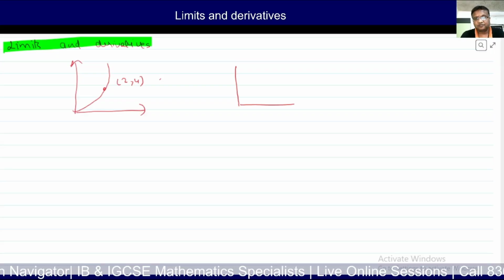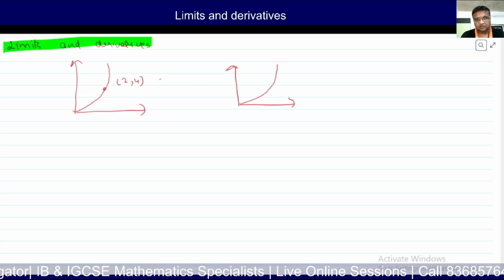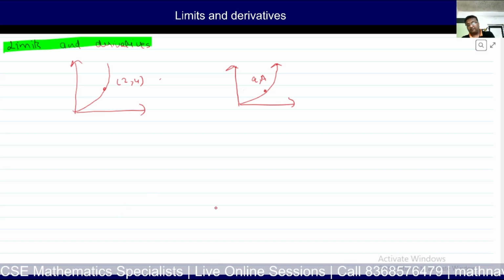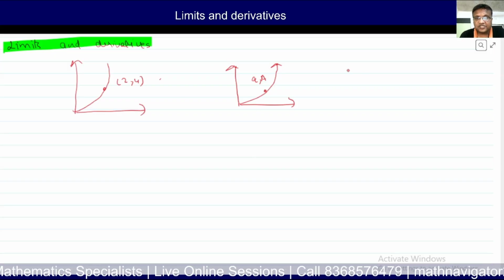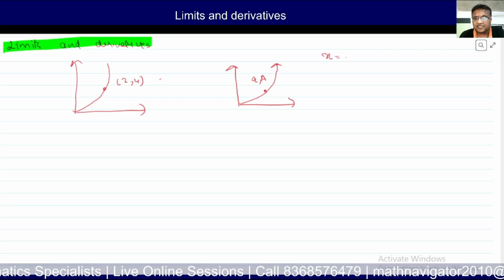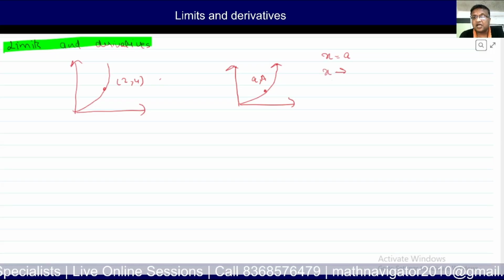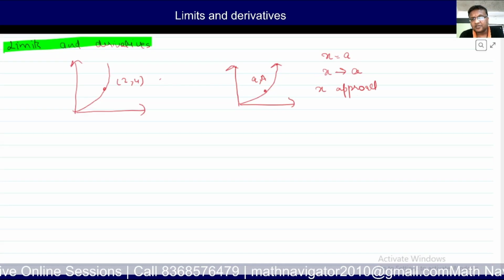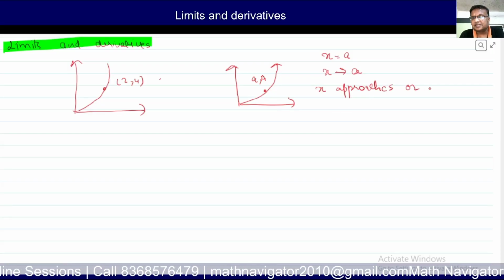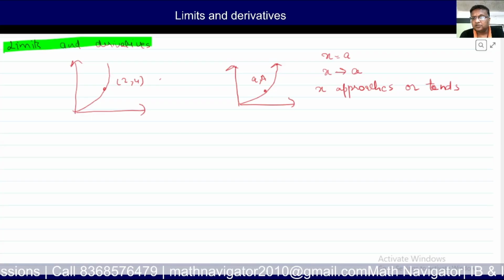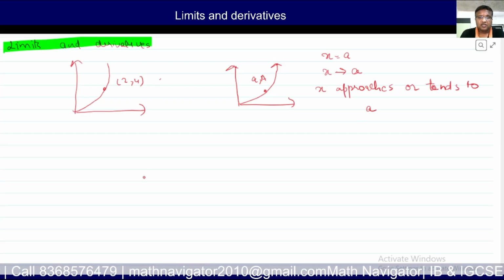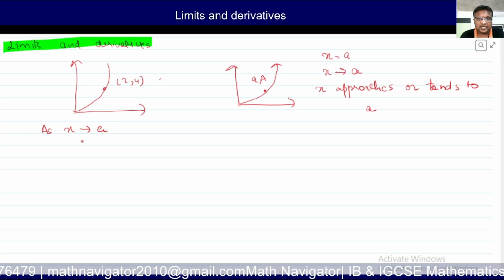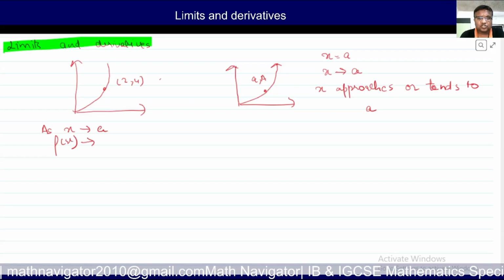Let's say this point is A. That means my x is A and my y is capital A. So one thing is I'm saying x is equal to A, but another thing is I'm saying x approaches A. It is read as x approaches A, or tends to A. So as x approaches A, f(x) tends to A.